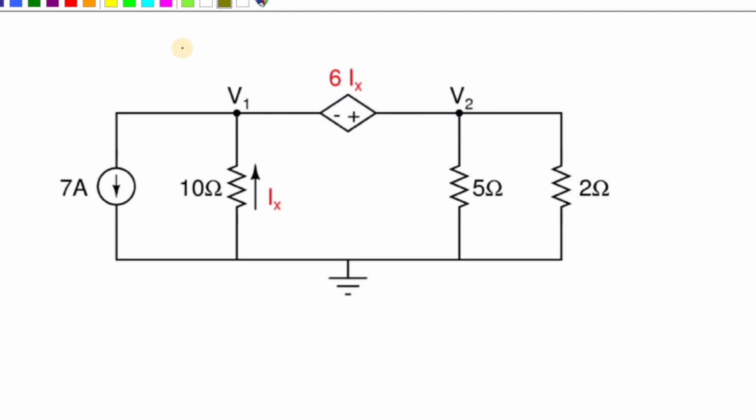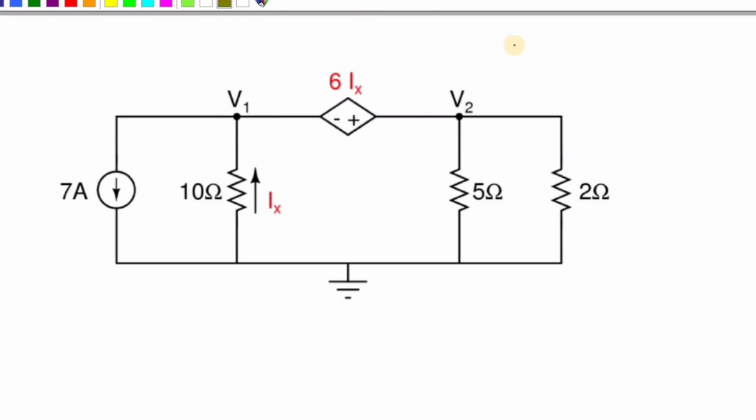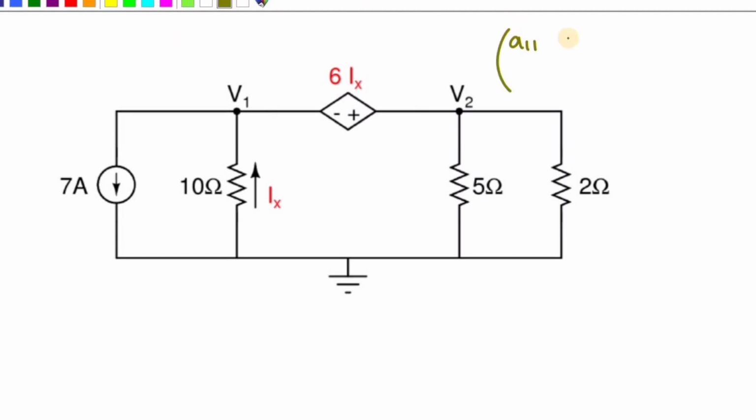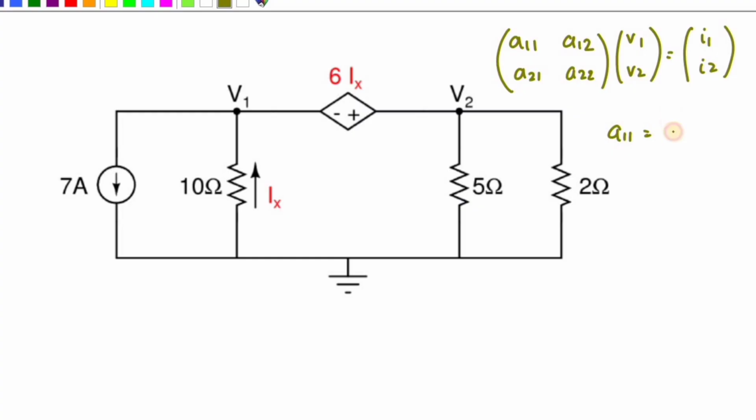Let us discuss another problem on basic electrical circuits. So the question is, they have given the circuit with A11, A12, A21, A22 and V1, V2 equal to I1, I2. So what will be A11? It is nothing but 1 divided by R, right? Which is nothing but V1 by I1 where I2 is equal to 0.